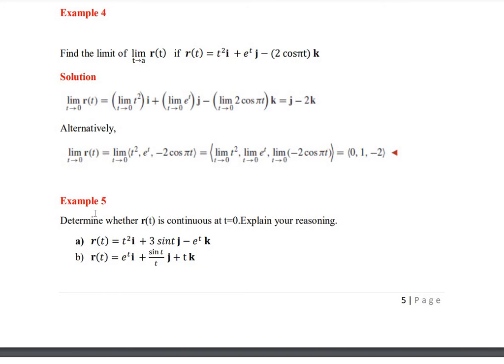So the next question is: determine whether vector r of t is continuous at t equals 0. Explain your reasoning. The vector r of t equals t square times i cap plus 3 sin t times j cap minus e raised to t times k cap. And the next vector valued function is vector r of t equals e raised to t times i cap plus sin t by t times j cap plus t times k cap.